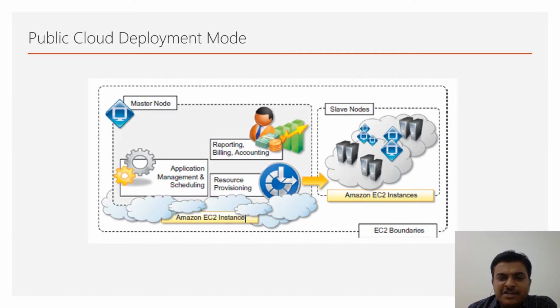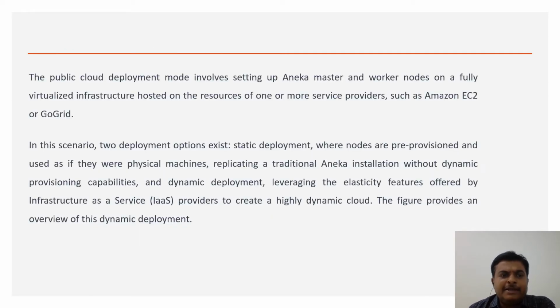Here, the slave nodes will be installed on the Amazon EC2 instances, and they actually carry out the execution of the application. Here, the cloud deployment mode involves setting up Aneka master and worker nodes on a fully virtualized infrastructure hosted on the resources of one or more service providers such as Amazon EC2 or GoGrid or any other cloud service providers. In this scenario, there exist two types of deployments. One is a static deployment, where nodes are pre-provisioned and used as if they were physical machines replicating a traditional Aneka installation without dynamic provisioning capabilities.